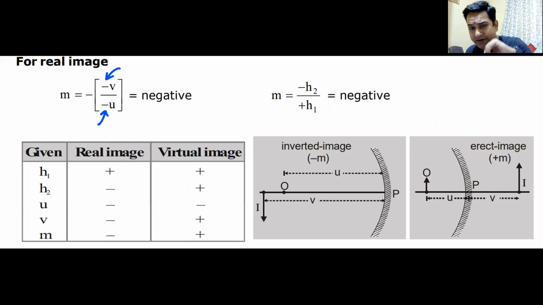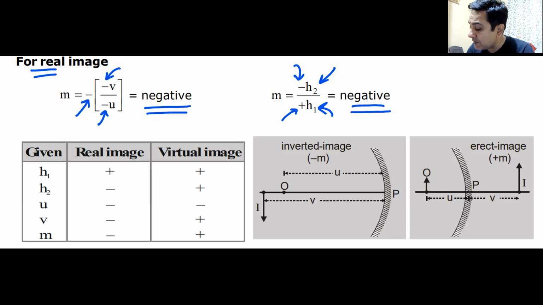Yes, negative sir. Negative divided by negative is positive, but then again I have a negative sign over here, so the entire result would be negative. That means for a real image which is always inverted, if I write it in terms of H2 and H1, H2 would be negative because it is inverted, H1 is positive because it is erect. The magnification for a real image will always come as negative. Do we understand this? Yes, sir.